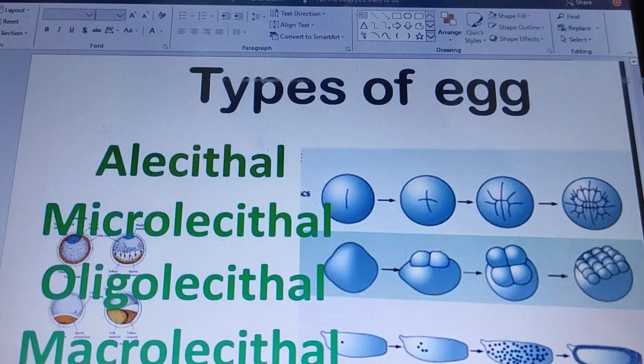Thus, the eggs of these animals have a very small amount of yolk because they have to depend on yolk as nutrition for a very small period of time.